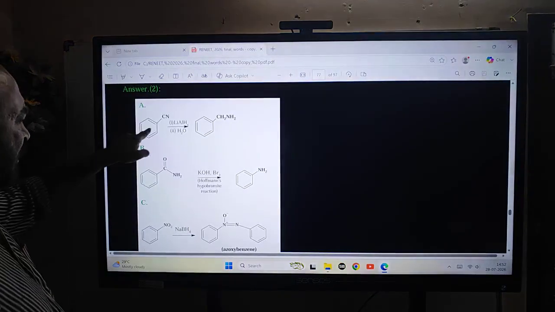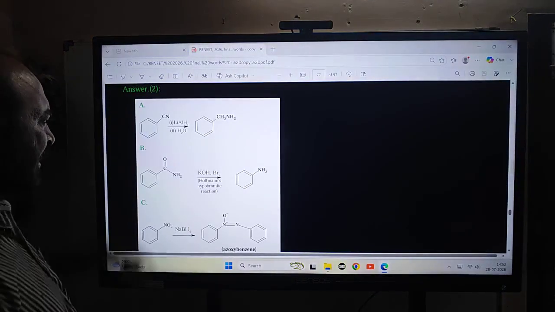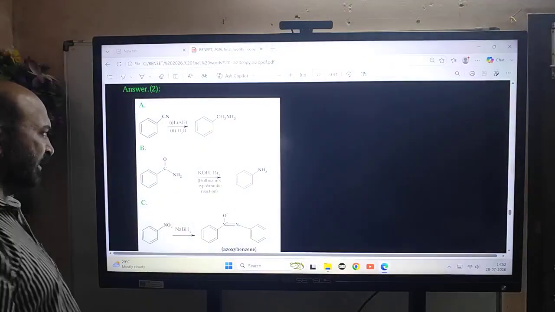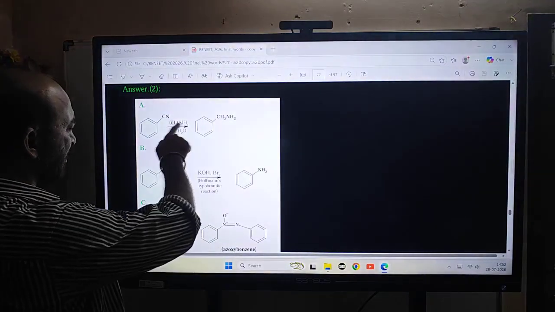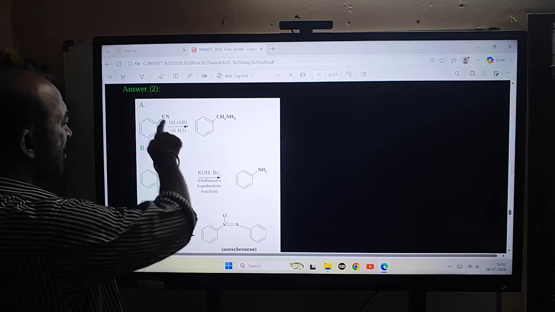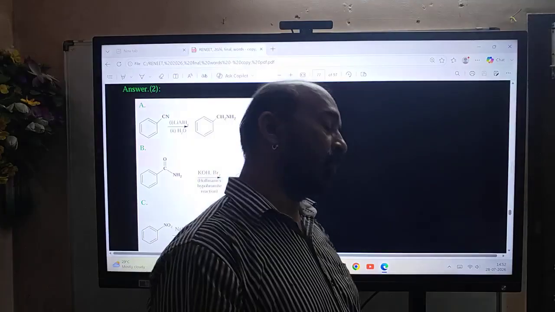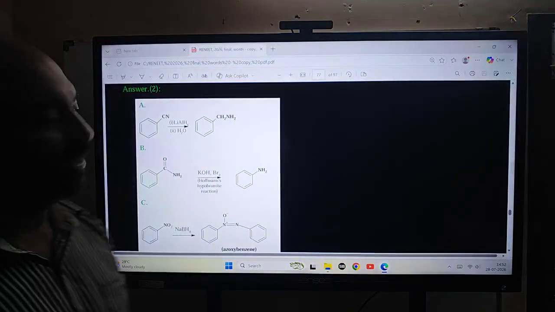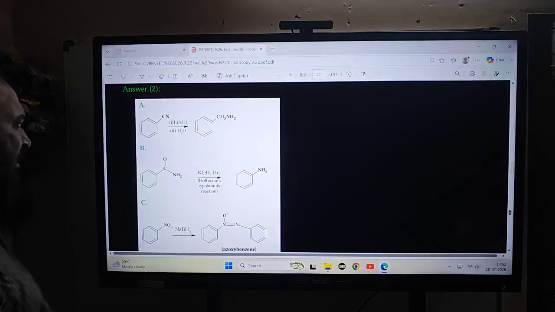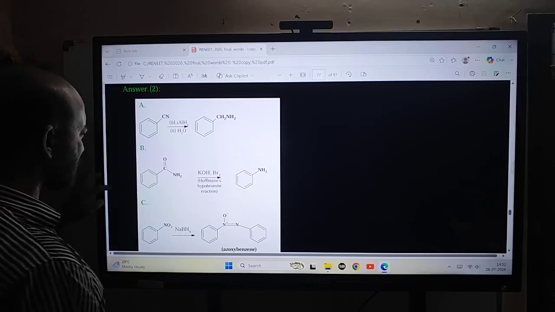See the first reaction. Benzonitrile, or cyanobenzene. If it is reacted with lithium aluminum hydride and H2O, this CN is reduced to CH2NH2. You get benzylamine, not aniline. That reduction gives you benzylamine, not aniline. So that's not the answer.